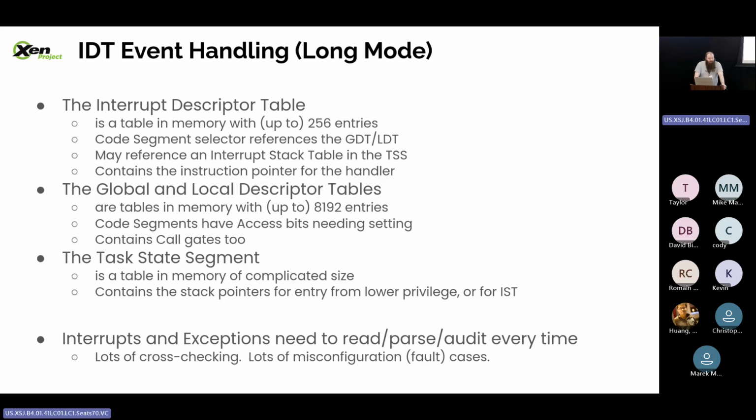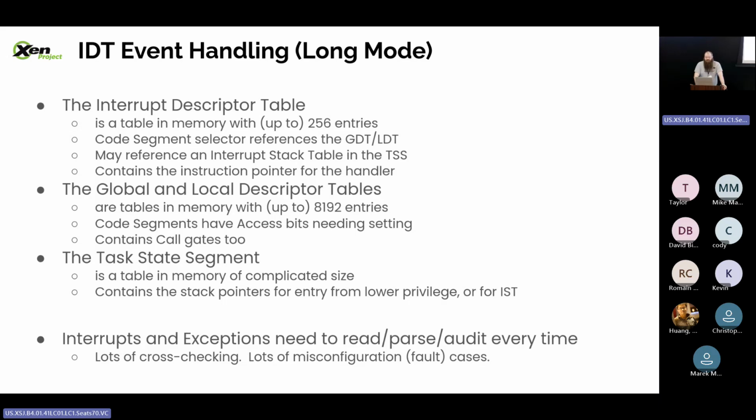And the big performance problem here is that you have at least 3 or 4 memory reads to perform on every interrupt, every exception, a whole bunch of cross-checking that needs to happen. The code segments and data segments in the global descriptor table have access bits that need setting if they weren't previously set, and that must be done atomically. All of this is really slow.